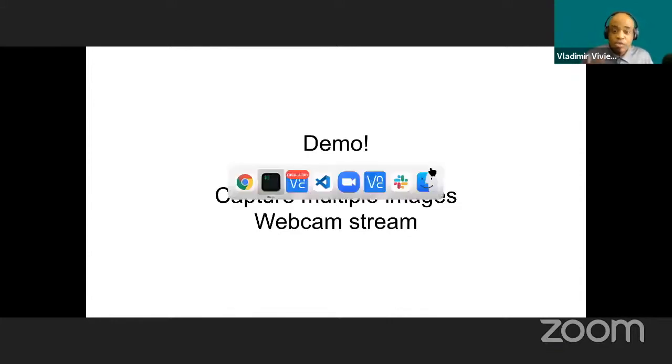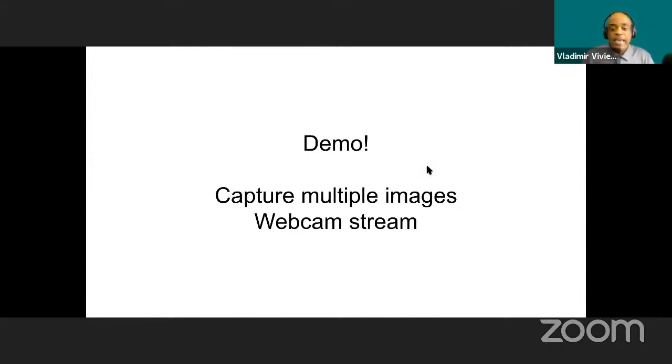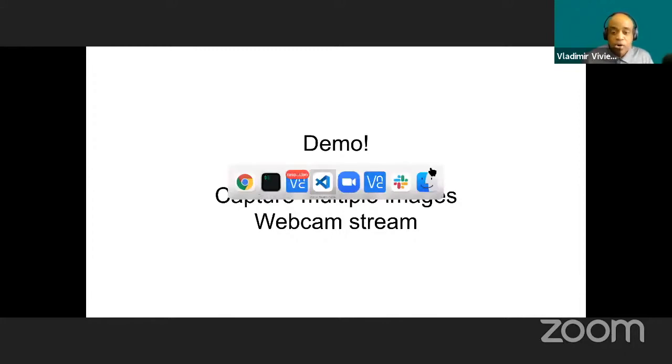So we're going to look at two demos. One is capturing multiple images using the project I just showed you. The other is a live webcam that we're going to run on the Raspberry Pi, that's going to stream me as we're talking and push that onto a web browser. All right, let's go back to the code.